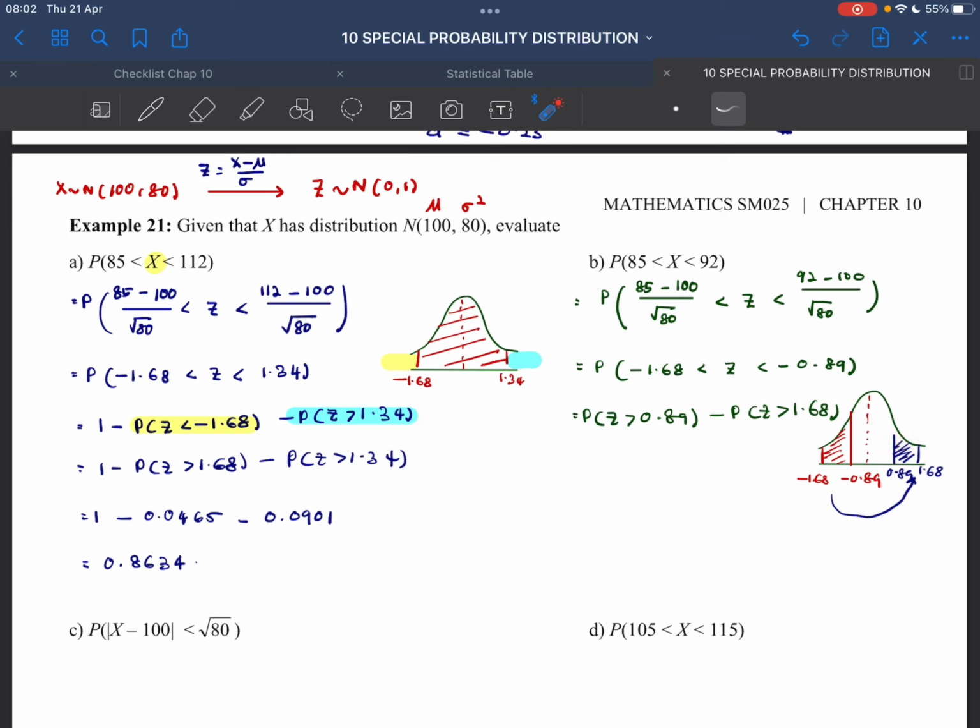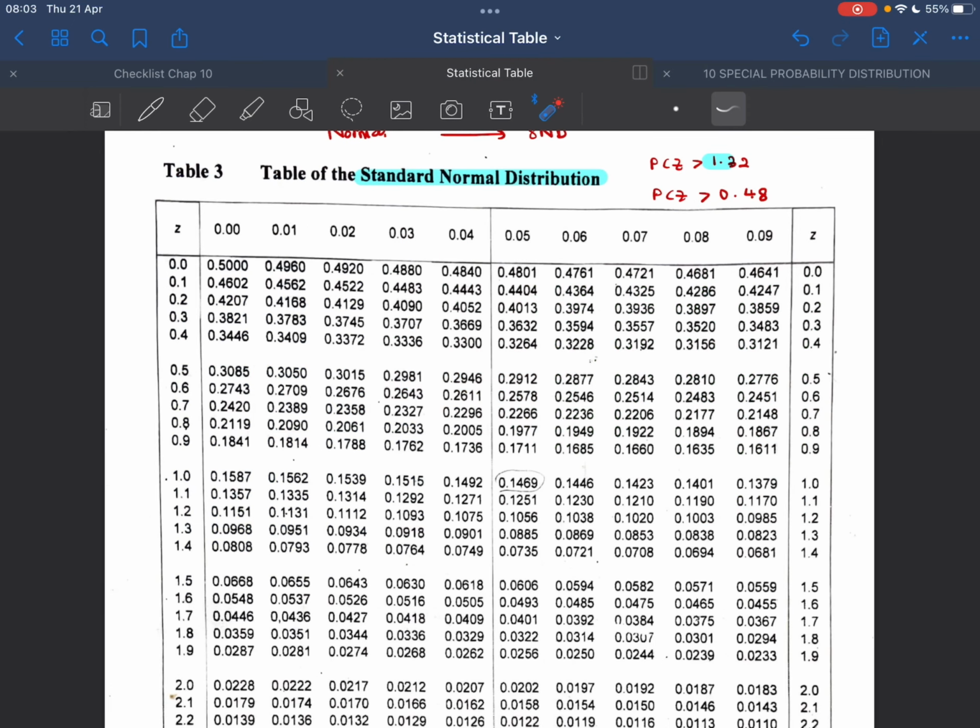Okay, same probability. So to find this area, since we have to make it Z greater, we have P(Z > 0.89), which is the whole thing to the right hand side. Then we have to minus P(Z > 1.68). Then we are left with this area. Okay, so now look at your table, find 0.89. So this is 0.8 and this is our 9.